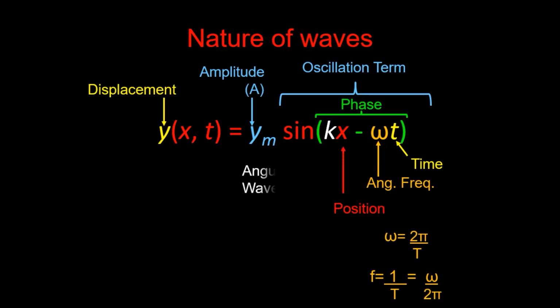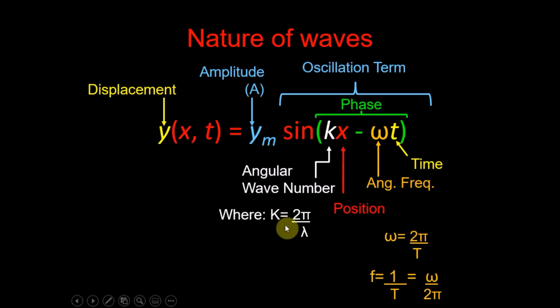We're also armed with omega being 2 pi over T, and of course the linear frequency, 1 over T, being omega over 2 pi. It's worth writing this equation down and all of the associated variables that go with it, such as the wave number, omega, and f. Now, when we look at waves, this is the fundamental equation for defining the nature of our wave.